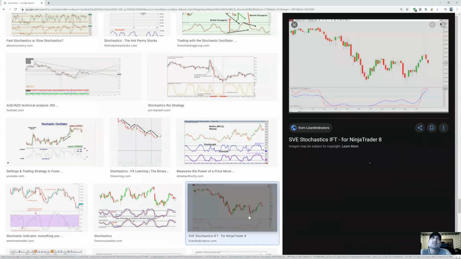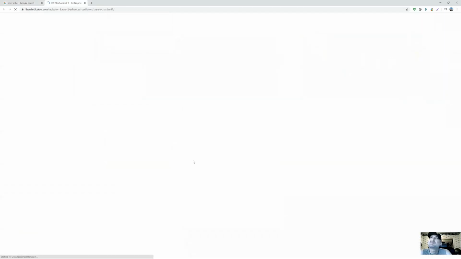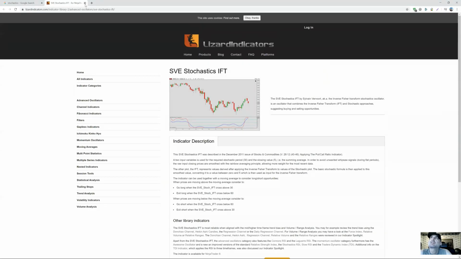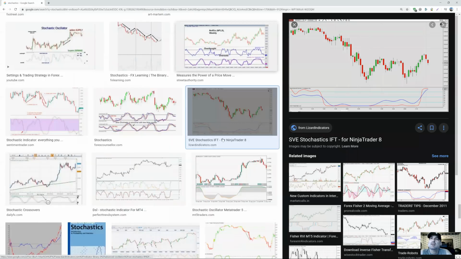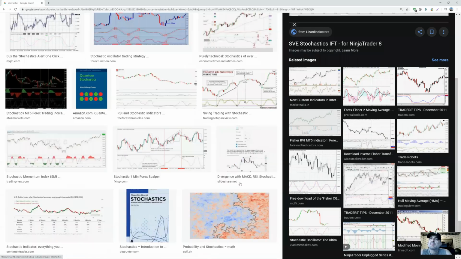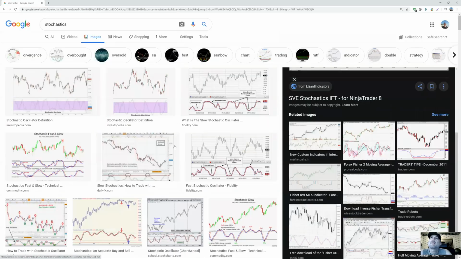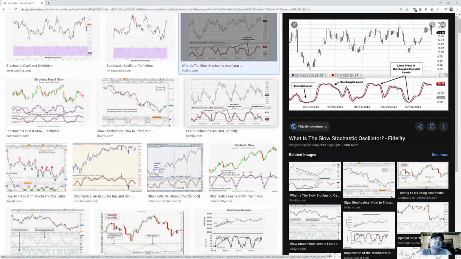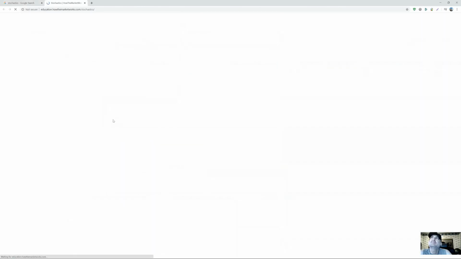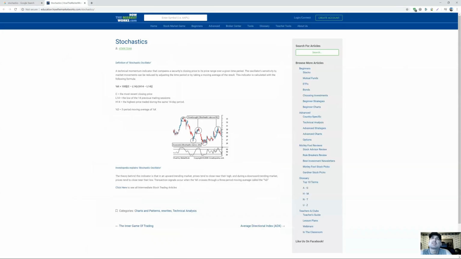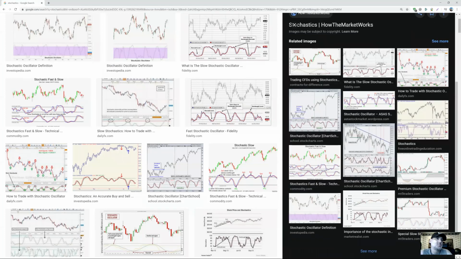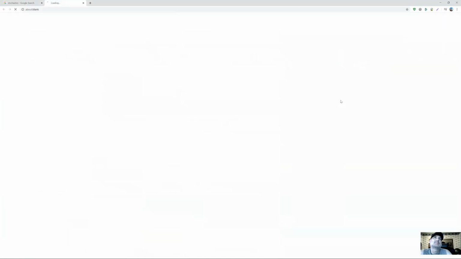Let's see what this chart is. Blizzard indicators. That's not a good chart. Let's get out of here. Trying to find something good here. Let me go back up. Let's take a look at this chart. Education, how the market works. It's not a good chart, it's too small. Let's take a look at this chart.